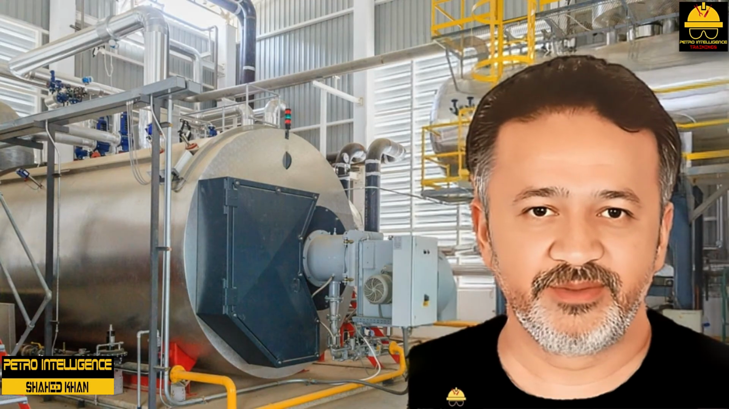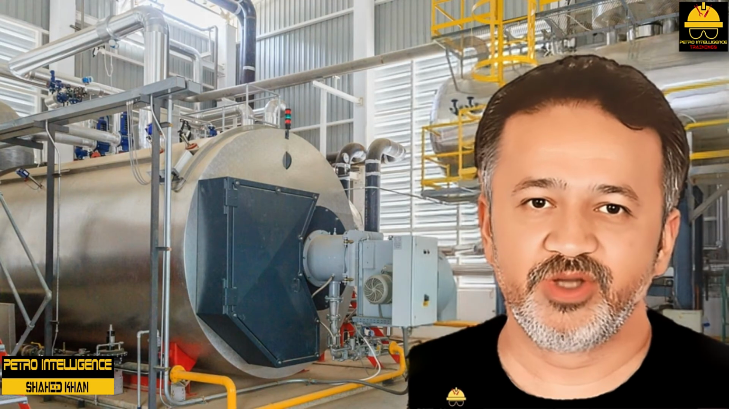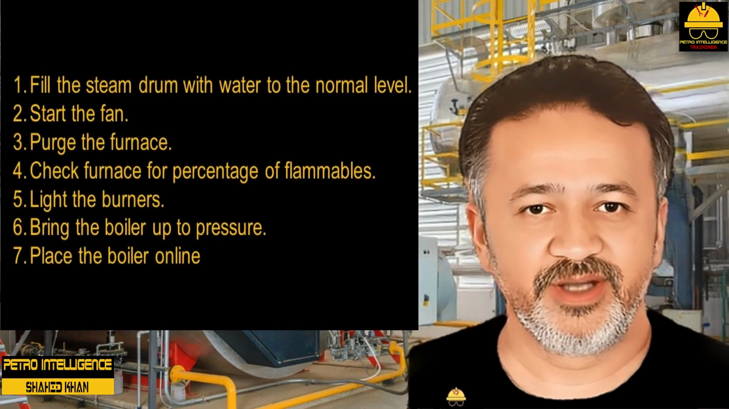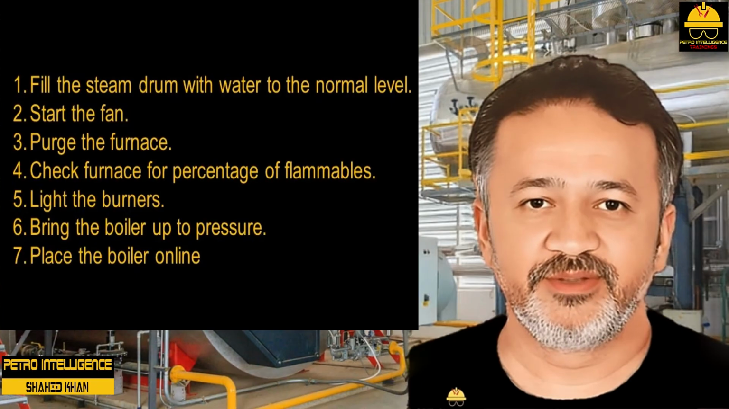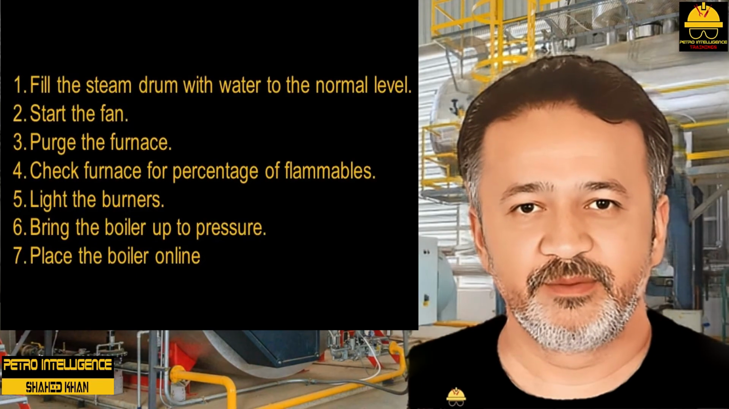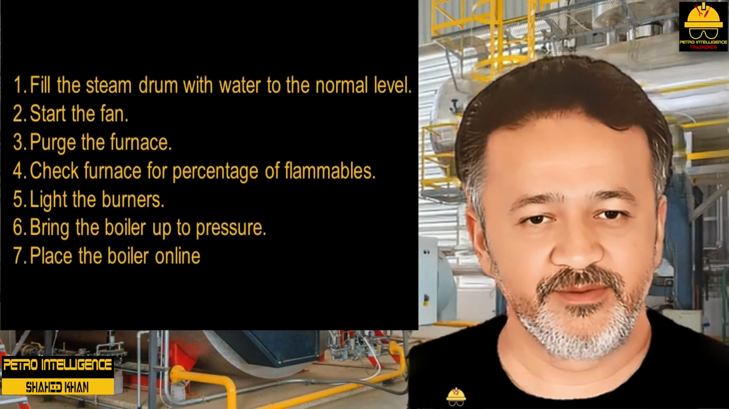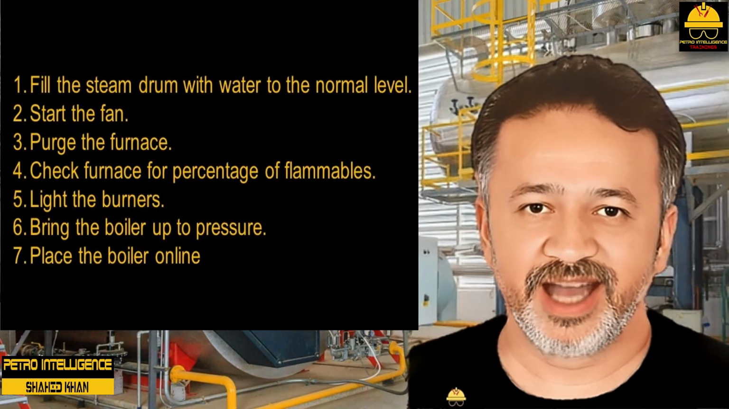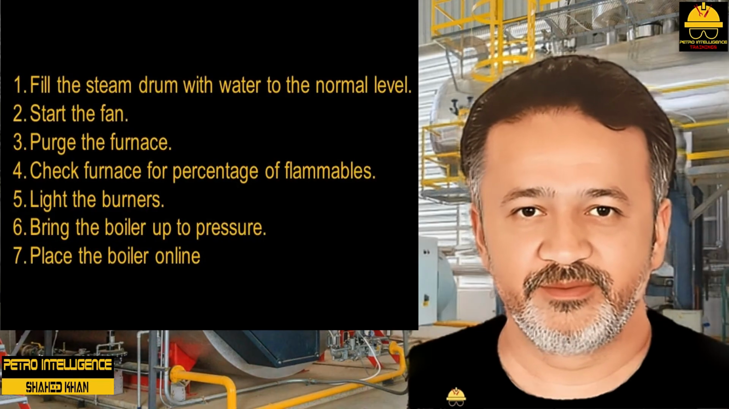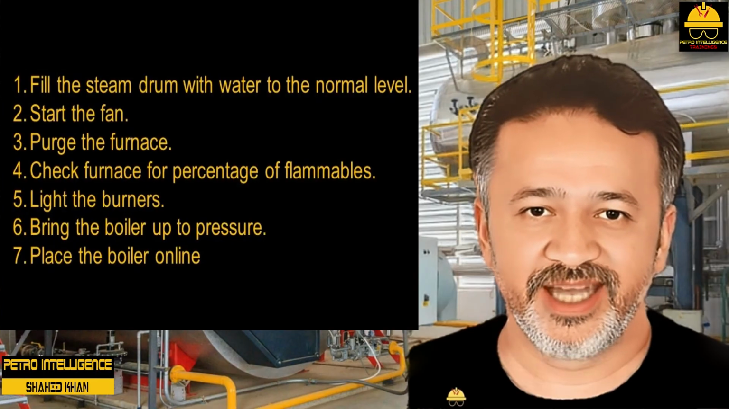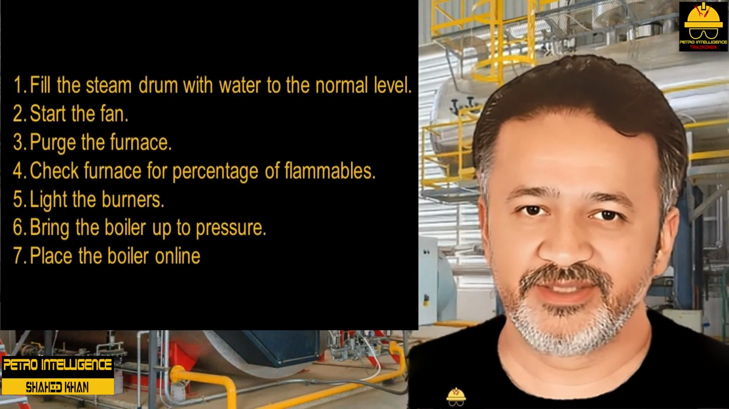Boiler operation. Starting up a boiler requires the following steps. 1. Fill the steam drum with water to the normal level. 2. Start the fan. 3. Purge the furnace. 4. Check furnace for percentage of flammables. 5. Light the burners. 6. Bring the boiler up to pressure. 7. Place the boiler online.